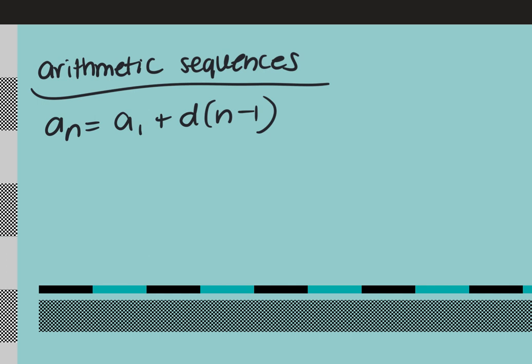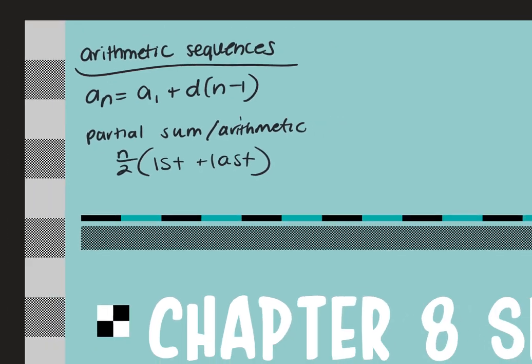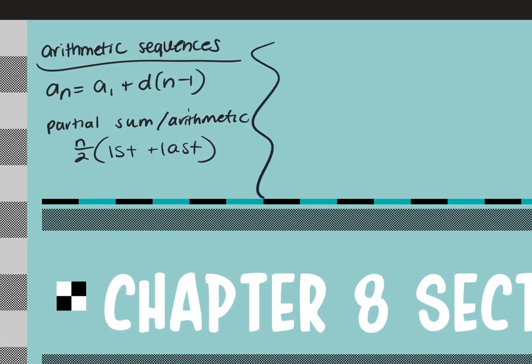And then to find the partial sum, which means it's got to be finite and arithmetic, this is n over 2 times first plus last. So those two formulas came from arithmetic. And then we added to them geometric yesterday. The an formula, an equals a1 times r to the n minus 1. And then today we're going to add to this two formulas for sum of geometric.